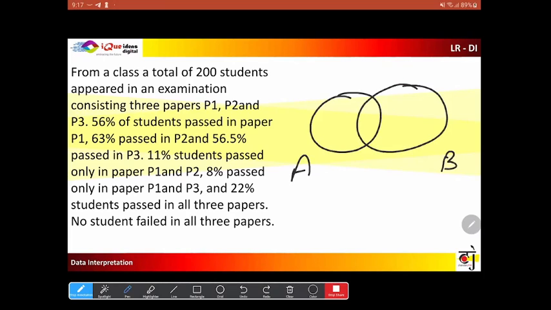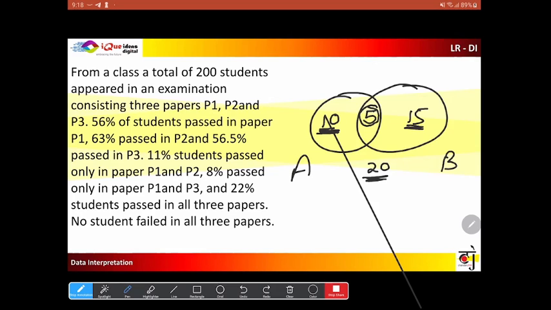So in this particular diagram, if I put 5 in the common area, 10 here, 15 here and 20 outside, how do I interpret this data? There are 5 students who have passed in both A and B. There are 10 students who have passed in A and failed in B. There are 15 students who have passed in B and failed in A. There are 20 students who have failed in both.